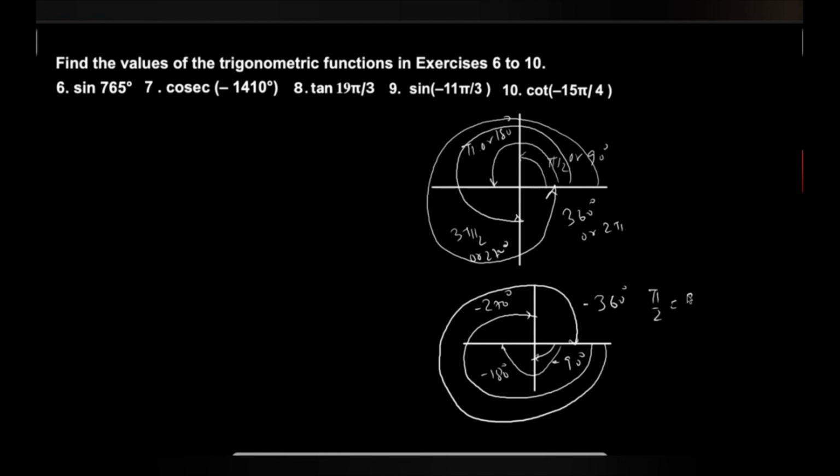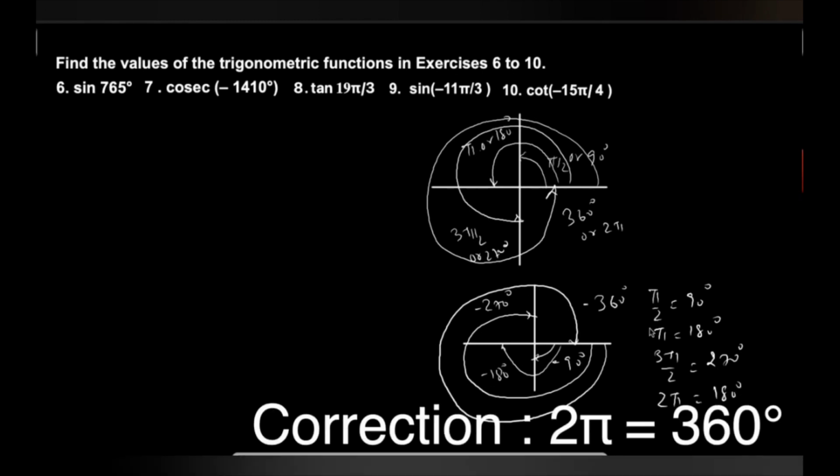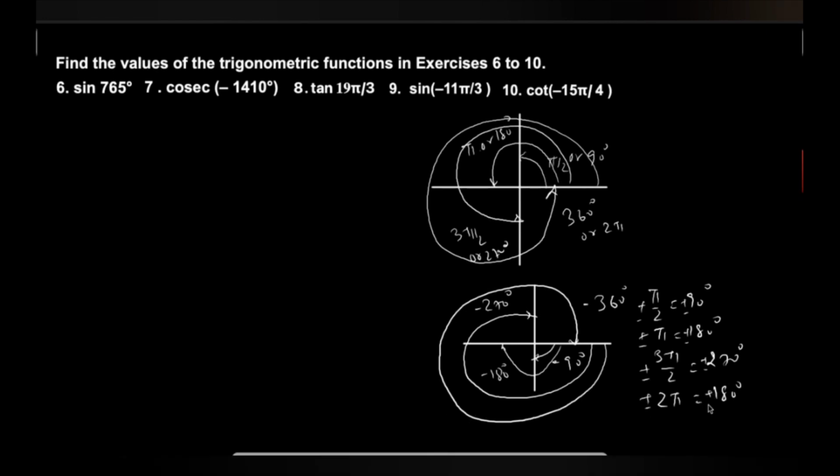Pi by 2 equals 90 degrees, pi equals 180 degrees, 3 pi by 2 equals 270 degrees, and 2 pi equals 360 degrees. If you put plus and minus, it will be plus and minus for each of these. Alright, so now you can go in either direction.